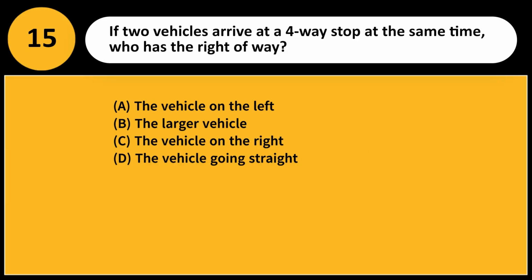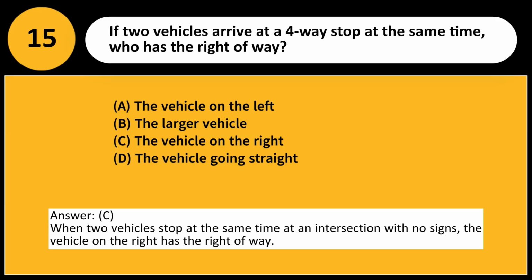A. The vehicle on the left. B. The larger vehicle. C. The vehicle on the right. D. The vehicle going straight. Answer: C. When 2 vehicles stop at the same time at an intersection with no signs, the vehicle on the right has the right of way.